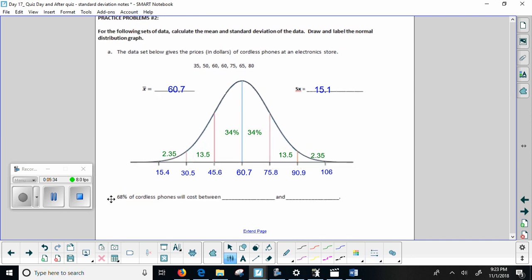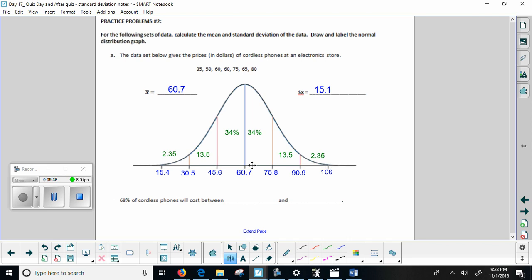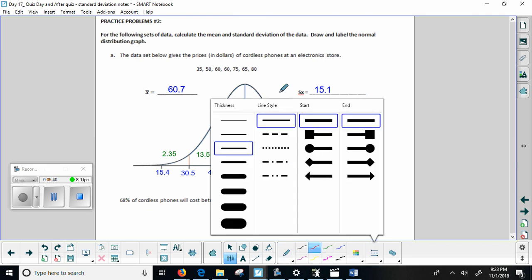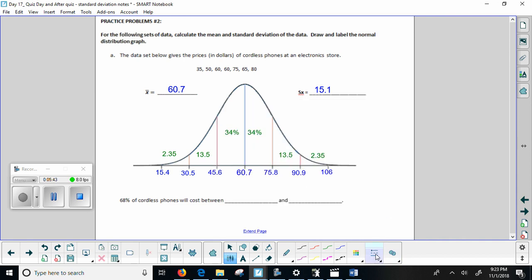Oh, it's not going to work. Try that again. All right, that's this right here. Oh, undo. Let's see if I can use this. Nope. Wait a second, guys. Bear with me.